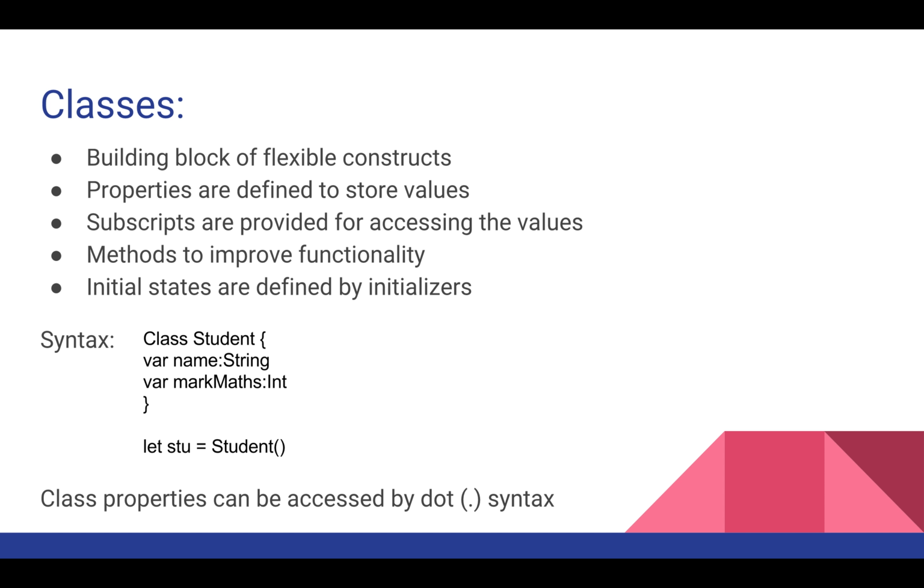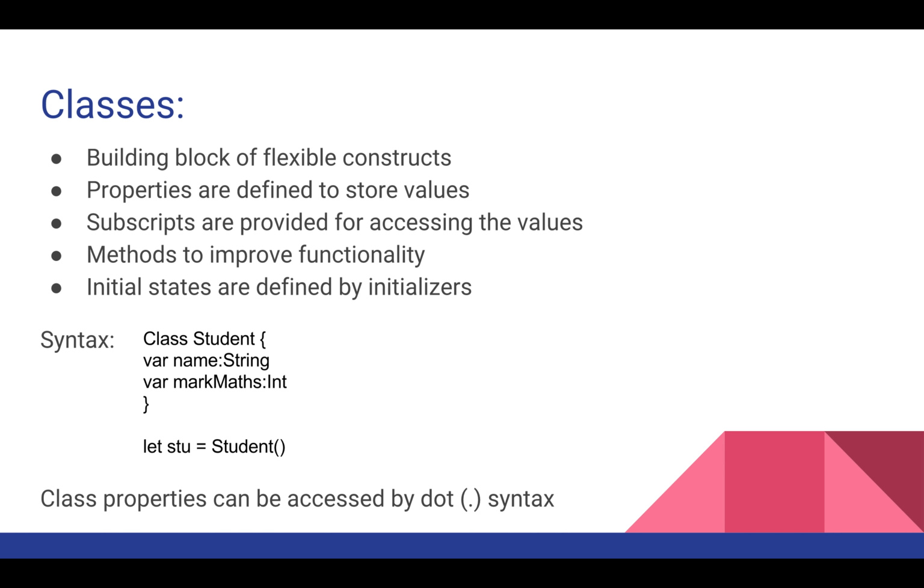Classes. Classes in Swift are building blocks of flexible constructs. User can define class properties and methods. Swift allows us to create classes as a single file, and the external interfaces will be created by default once the classes are initialized. Inheritance acquires the properties of one class to another. Properties are defined to store values and methods to improve functionality. Initial states are defined by initializers and subscripts are used for providing access to values.